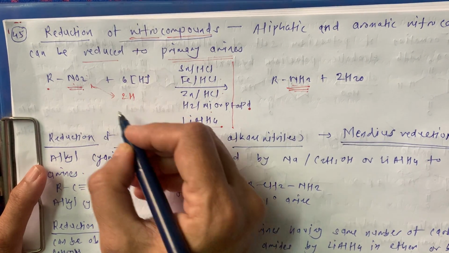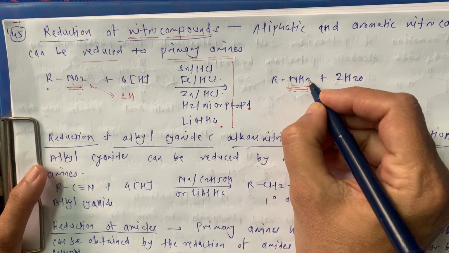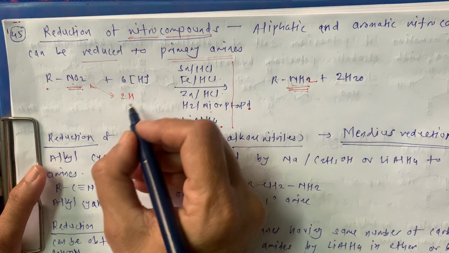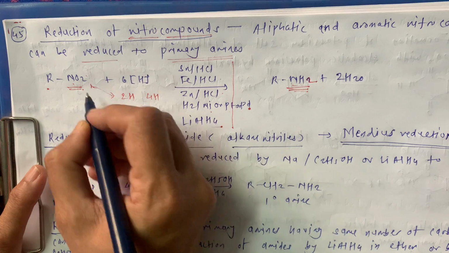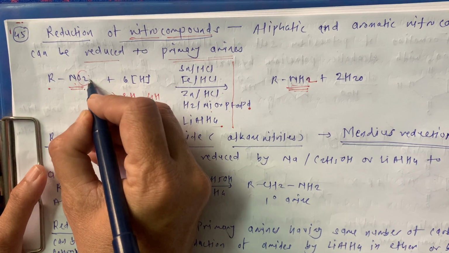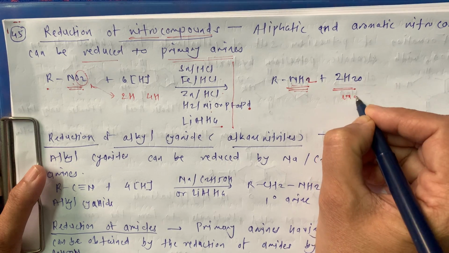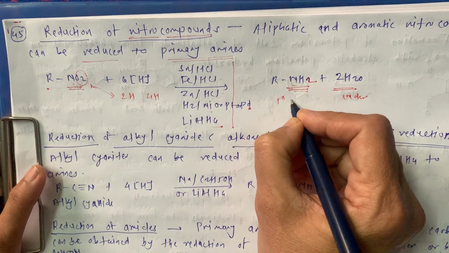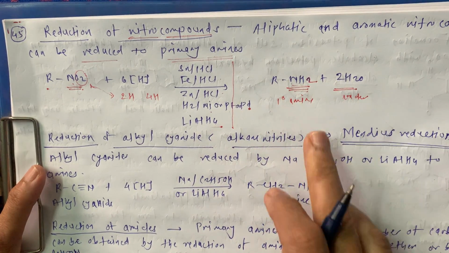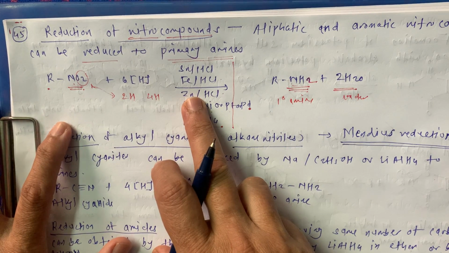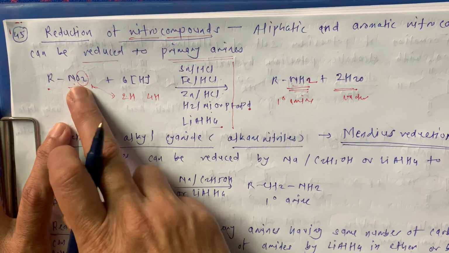There is a bond formation, so there is NH2. Now from these, 4 hydrogens are remaining, and here are 2 oxygens. So there is formation of 2 molecules of water. And this is our primary amine. This is the first type of reduction reaction of nitro compounds.